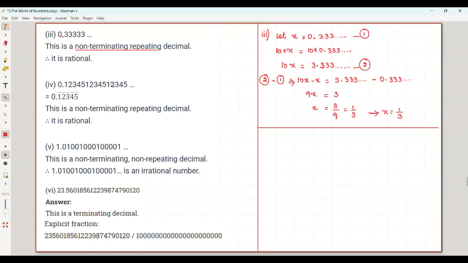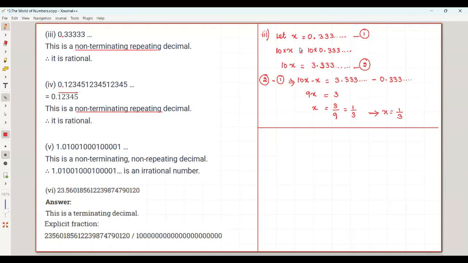0.12345, 12345, 12345, right? So here 0.12345 is repeating. 1, 2, 3, 4, 5 is repeating. So this is non-terminating, repeating. Therefore, this is a rational number. If it's a rational number, you have to write it in the form of p by q, explicit fraction format. The same as the third question.